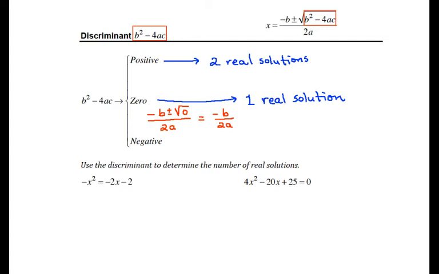If that discriminant turns out to be negative, then we'd have something like, for example, negative 1 plus or minus the square root of negative 4 over 2. This is a fairly simple example. Then the square root of negative 4 is not a real number.